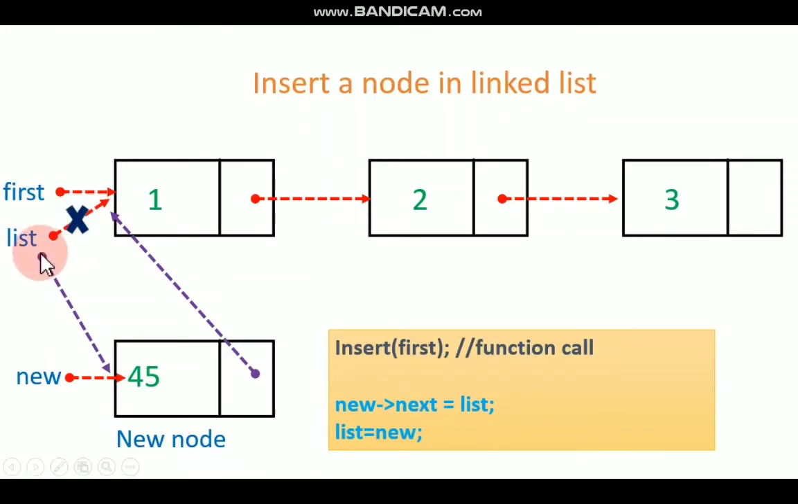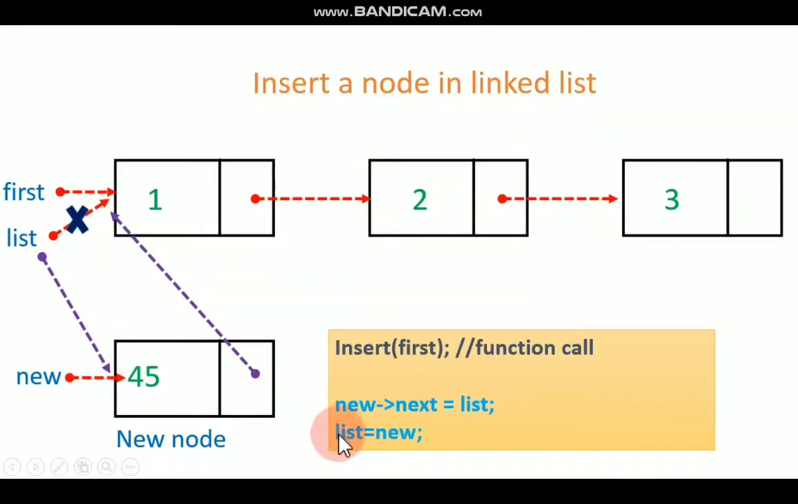Graphically, you can see we want to do this. My beginning is here, 45, and 45 next will be 1, 1 next is 2, and so on. So 45 will be added as the first node. We want to write these two statements: new arrow next is equal to list, and list is equal to new. So list points where new is pointing.